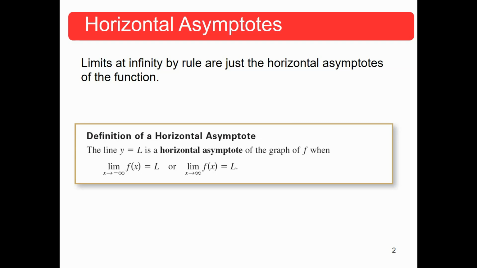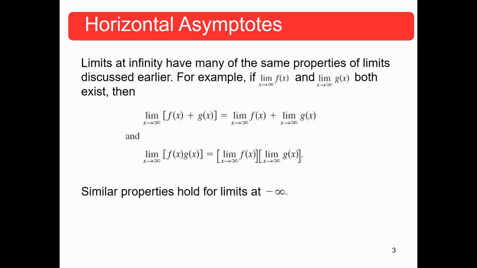In this video, we're looking at limits at infinity. Now, limits at infinity, by rule, are just horizontal asymptotes of a function. So when we define them, the line y equals L is a horizontal asymptote when the limit as x approaches negative infinity is L, or the limit as x approaches positive infinity of the function is equal to L. So the line y equals L is the horizontal asymptote.